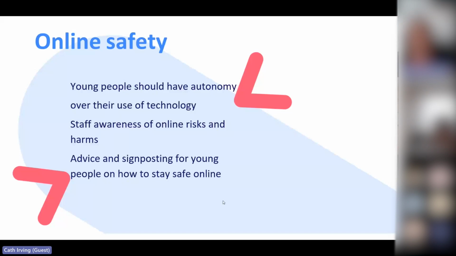Where appropriate, staff should be providing advice to young people on how to stay safe online and signposting them. There's lots of additional information out there through a number of strong national and local organisations about online safety that you can provide to young people. Staff awareness is really key, that they're aware of those risks and where those harms can happen, as well as understanding that the online world is a real positive for many young people. So it's not just about the harms. There can be positive connections made through the internet, and it can be a positive space, but there are those harms we need to be aware of.